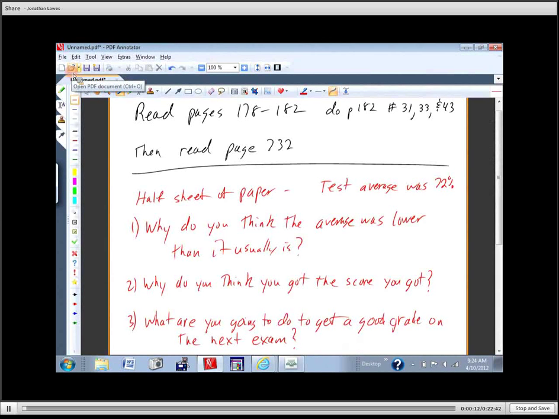Okay, when you're done with this half sheet here, when you've answered those questions, if you bring them up, just put them face down. Make sure your name's on them.